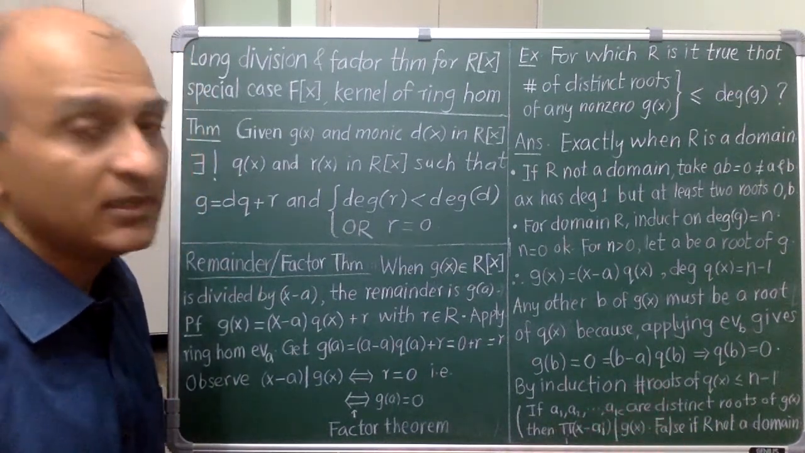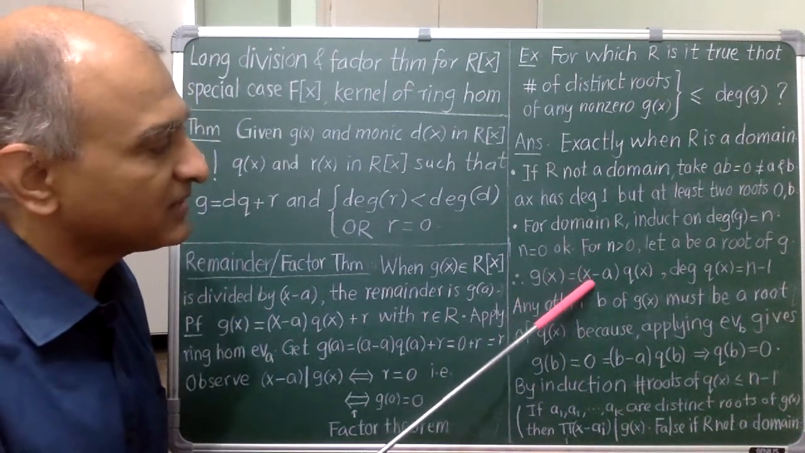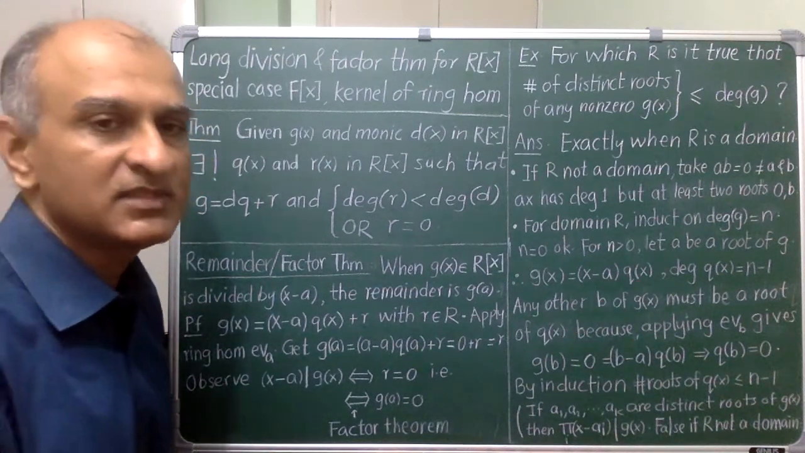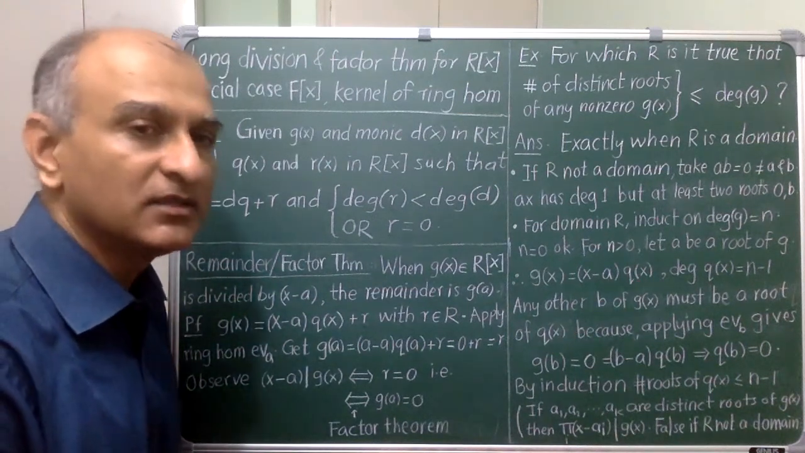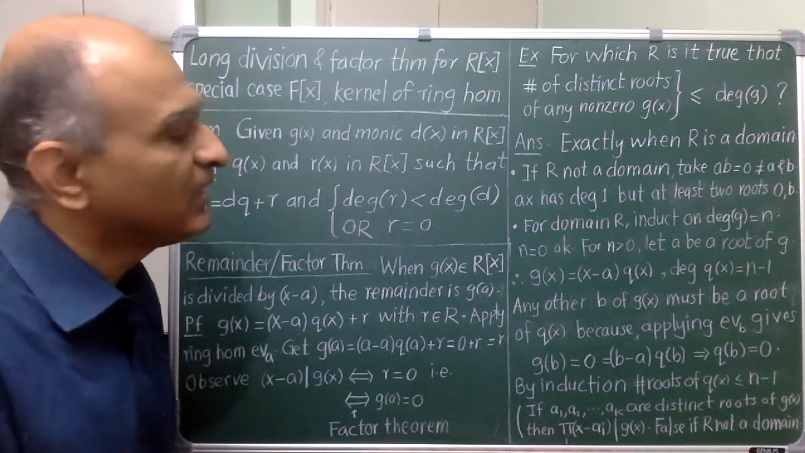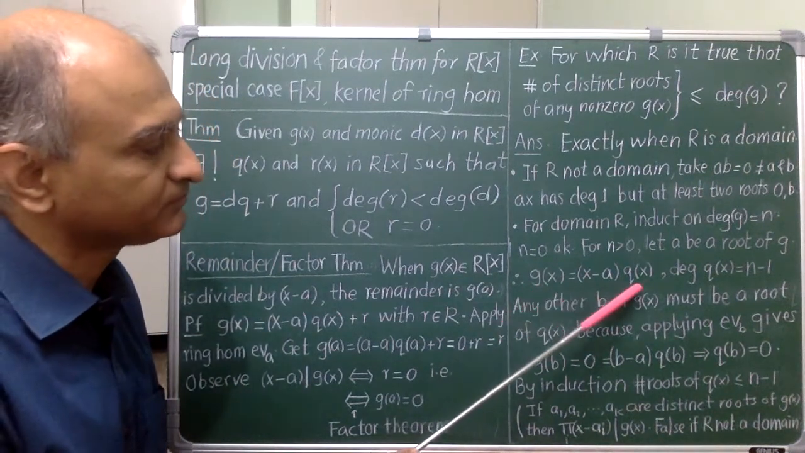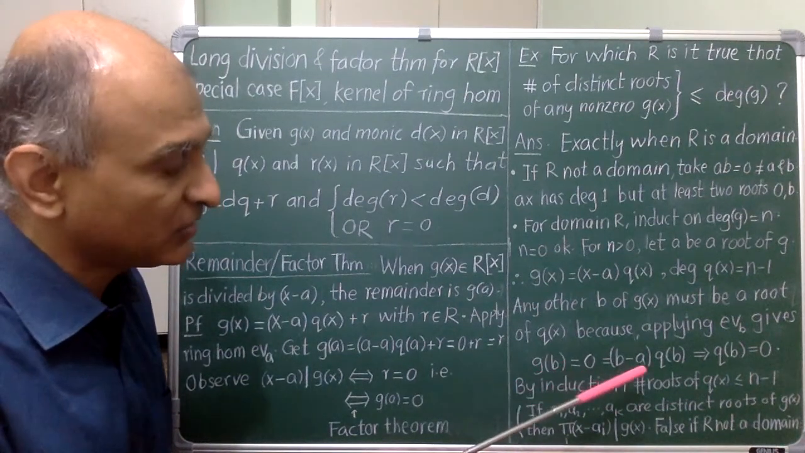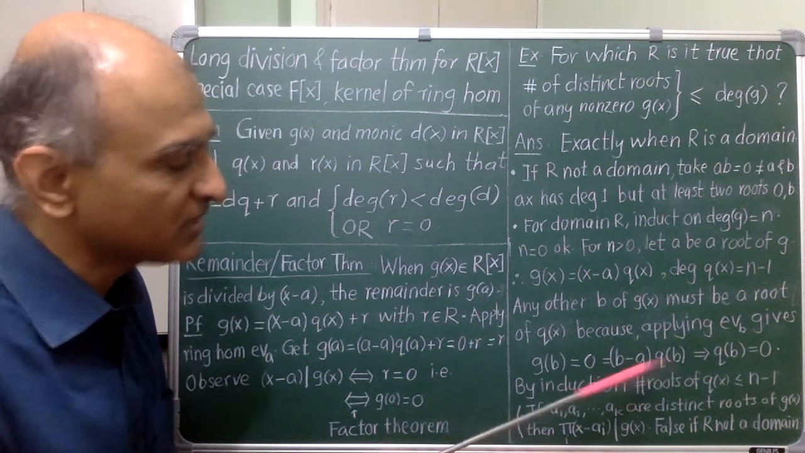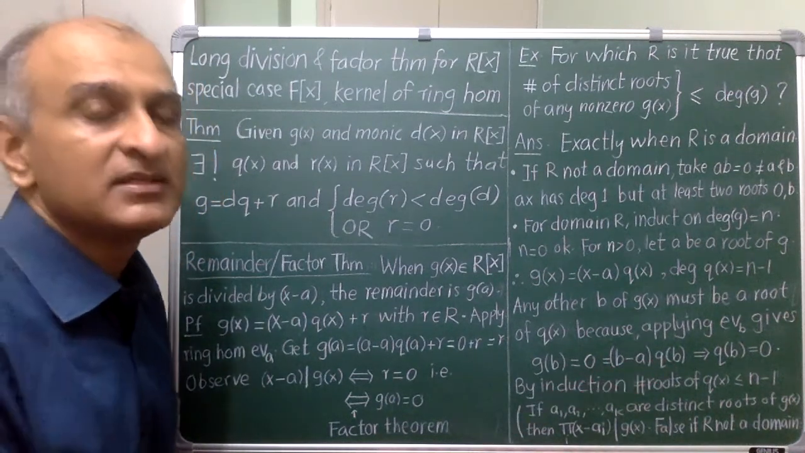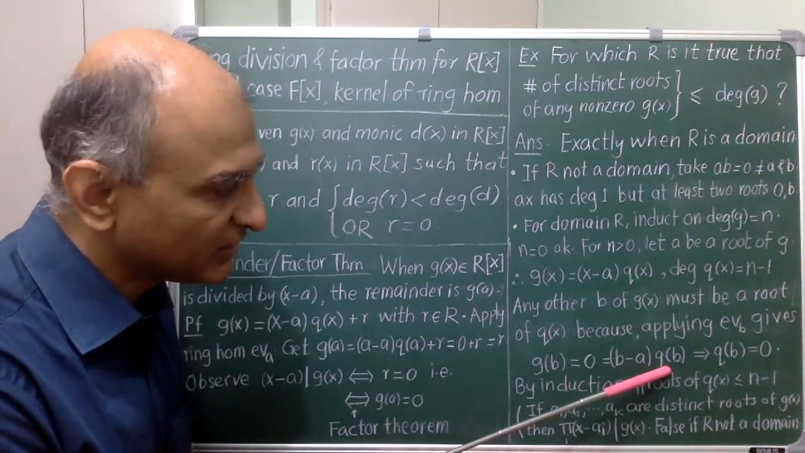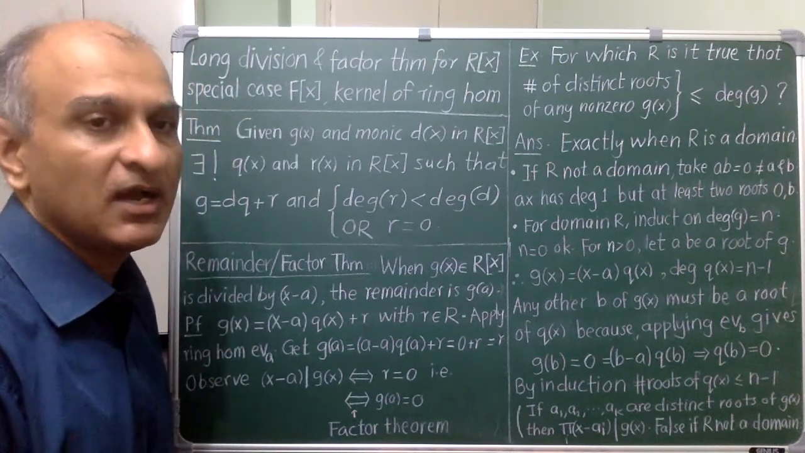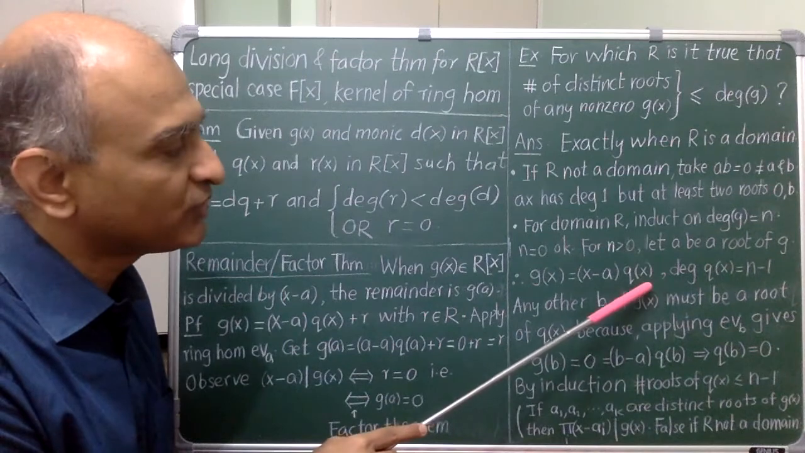If I take the root a, then by the factor theorem, x minus a comes out as a factor of g of x with quotient q of x. Now here comes the key point. If I take any other root of g, let's call it b, and substitute it in this equation, what do I get? I get g of b, which is supposed to be 0, but on the right hand side I get a product of two terms, and b minus a is non-zero. Since I'm in an integral domain, that tells me that q of b must be 0. So what's the upshot? All roots of g other than a must be roots of q of x.